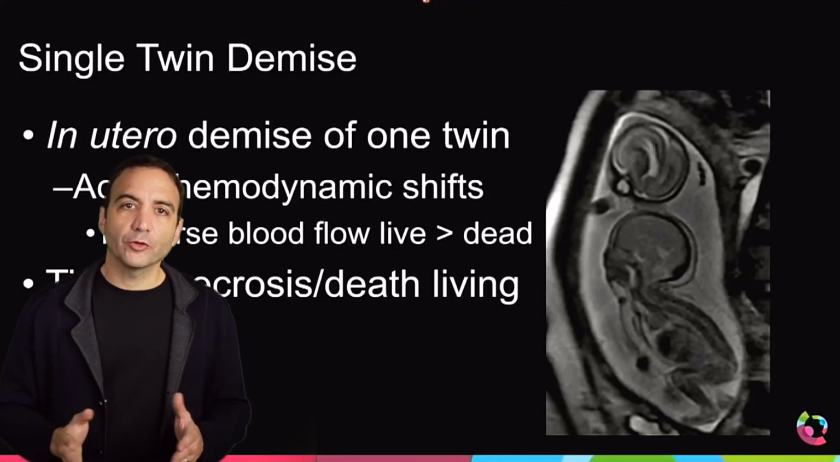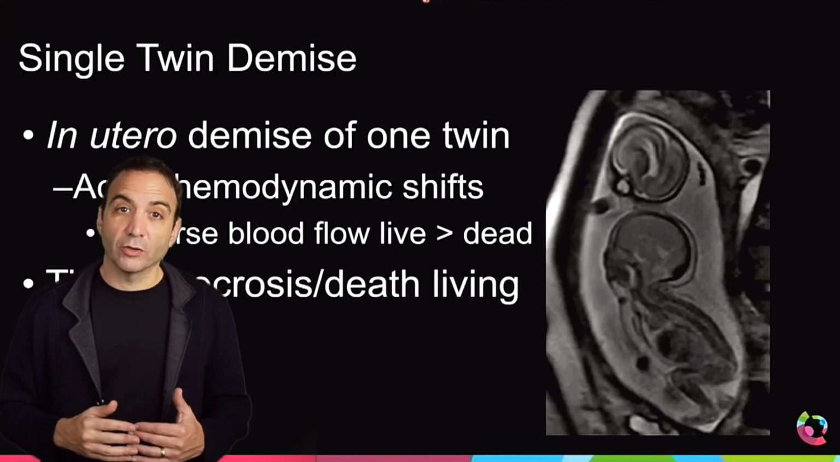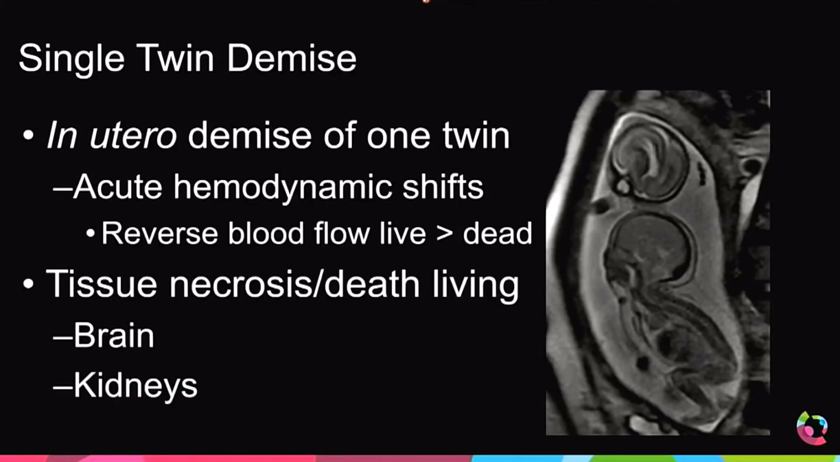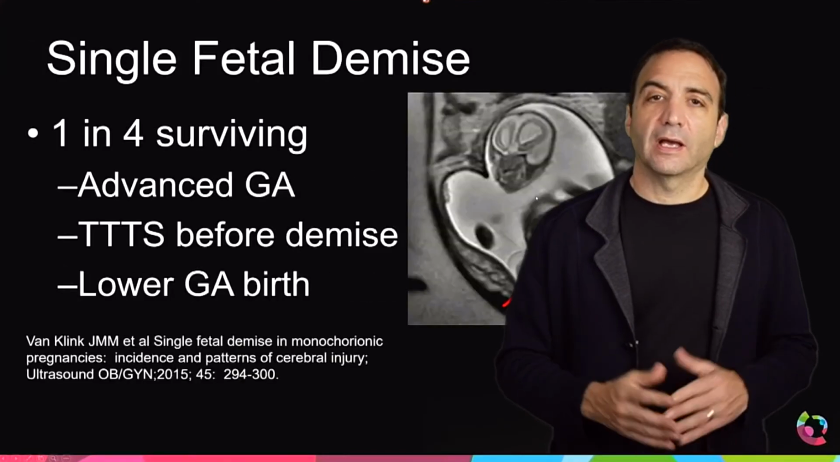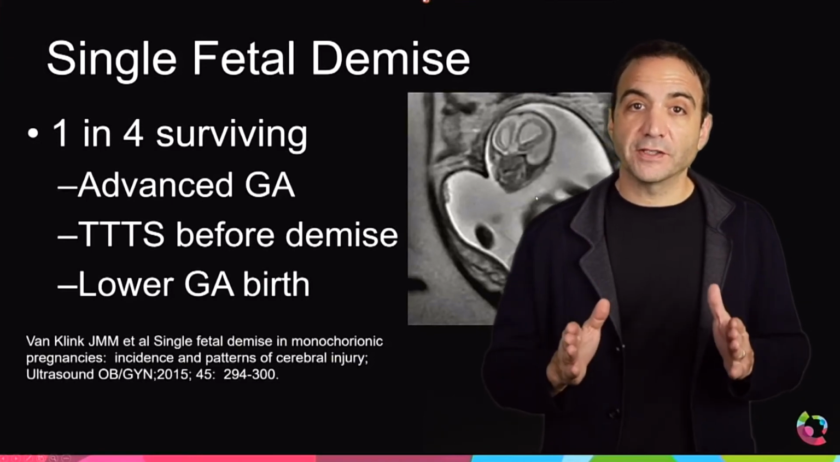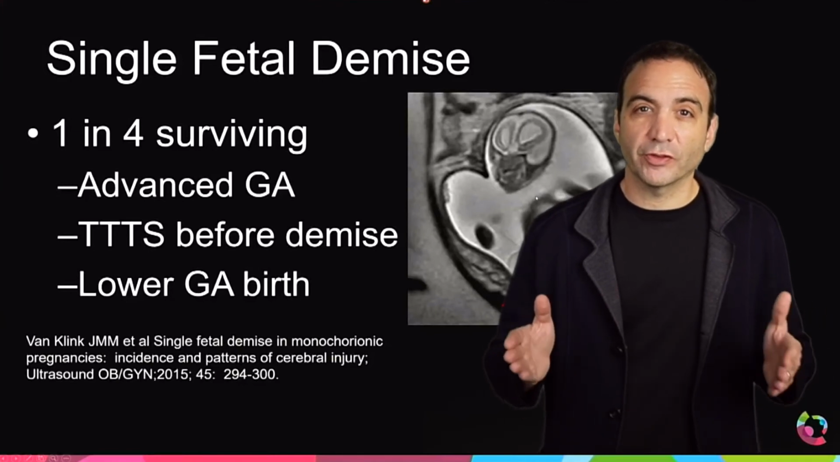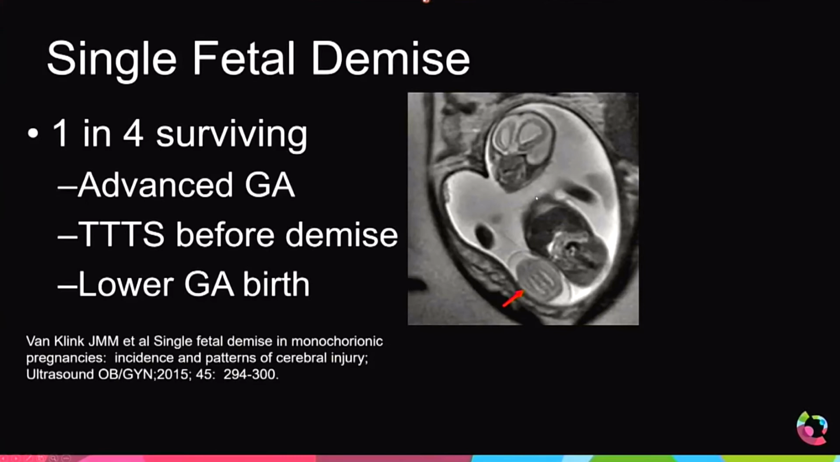Now let's talk about single twin demise, or what used to be called twin embolization syndrome. So what happens when one twin dies? We used to think it was an embolic event, but actually it is shifting of blood. So we have blood that actually reverses from the live fetus to the dead fetus. That happens. So the live fetus becomes hypotensive or develops hypoperfusion and can experience tissue necrosis in the brain and kidneys, right? And there was a nice study that showed that one in the surviving had brain injury, and that correlated with advanced gestational age, twin before demise, or lower gestational age at birth.